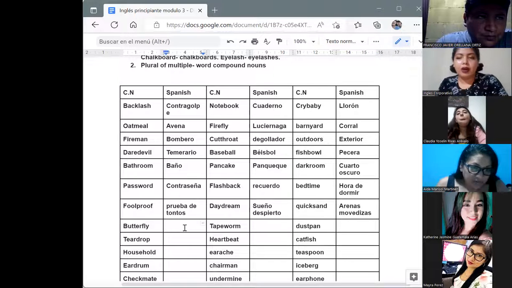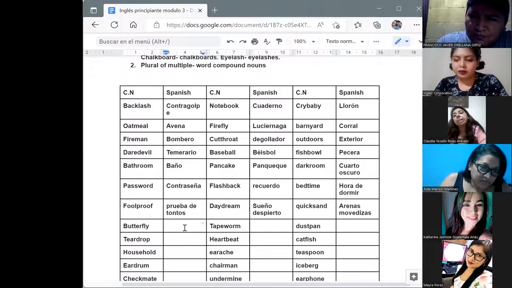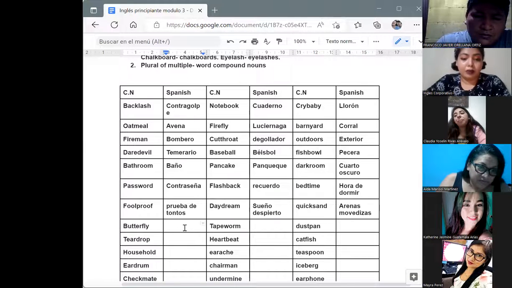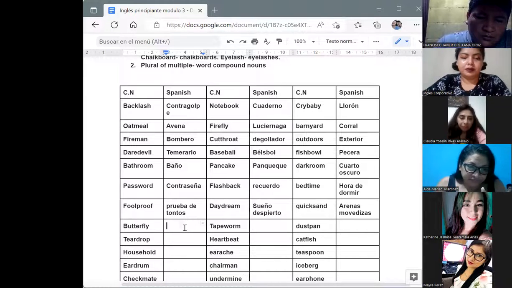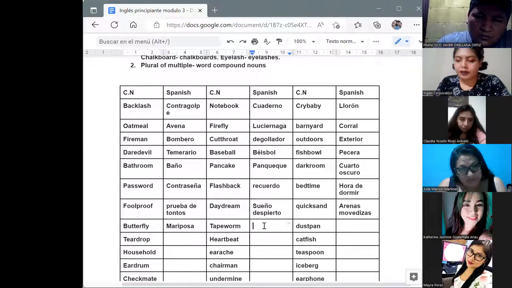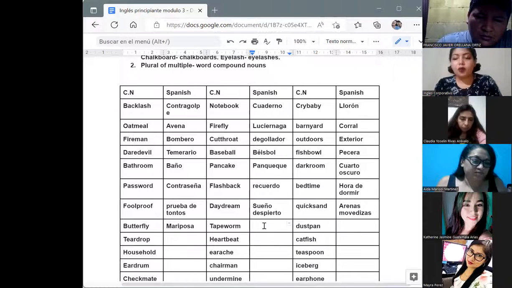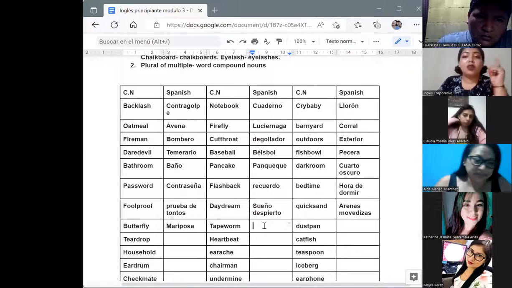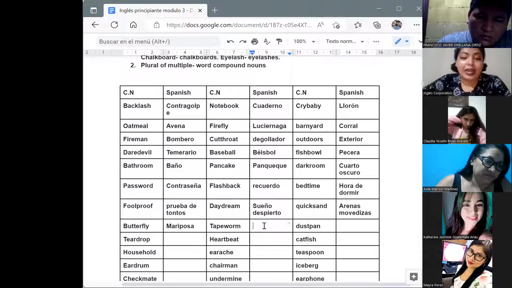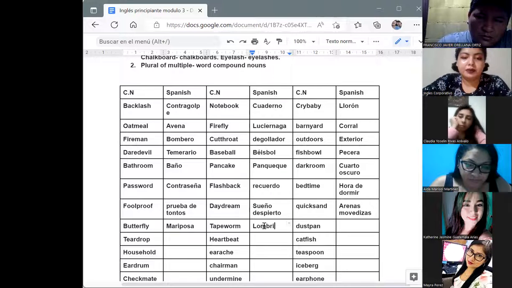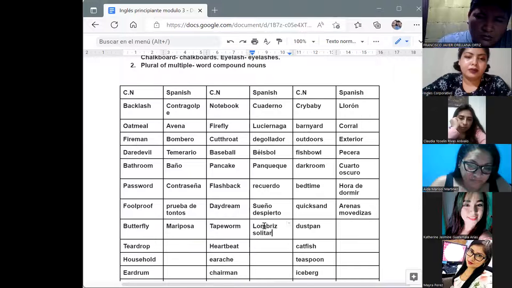This one, butterfly. Mariposa. Then we have tapeworm. Worm. Lombriz. Worm es lombriz. Solitaria. Muy bien. Está solita la lombriz.